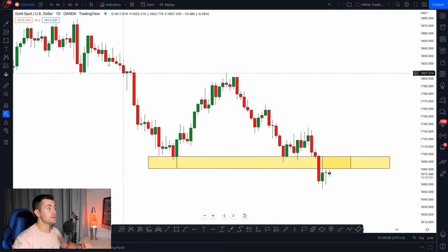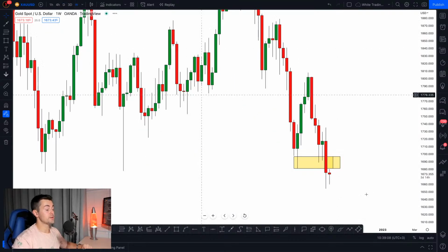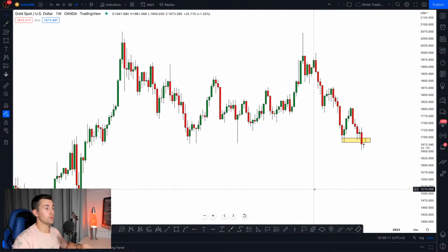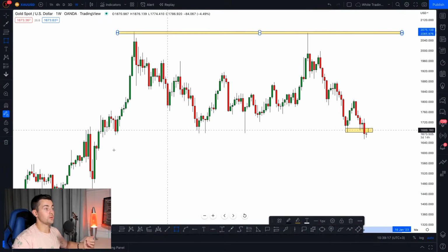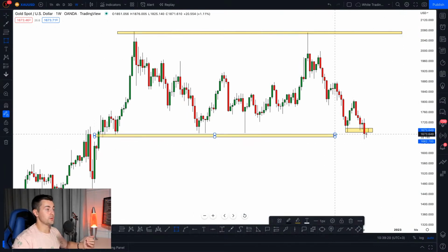But at the same time, analyzing the weekly time frame, the situation changes dramatically, because as you remember, earlier we spotted together the range on gold.